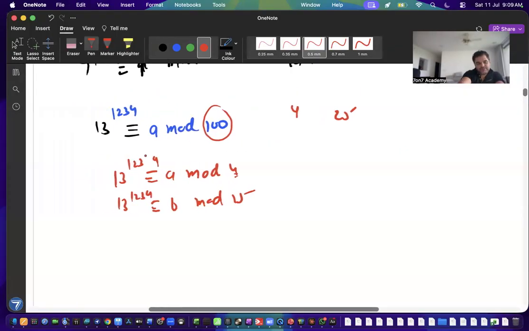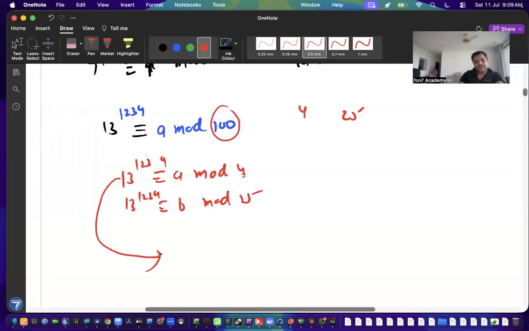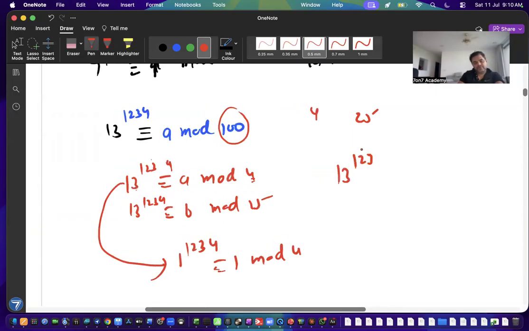So if you want to evaluate this, you can use the totient function, but it would be very small, so there is no need. Since 13 is one more than a multiple of 4, we can write 1 raised to 1234, that would give 1 mod 4. So this simplifies to 13 raised to 1234 congruent to 1 mod 4.